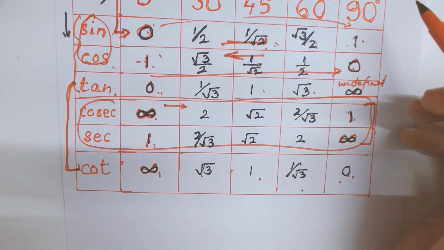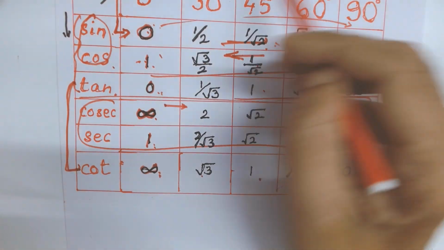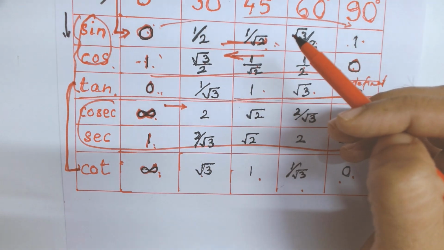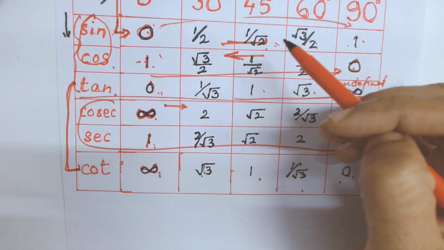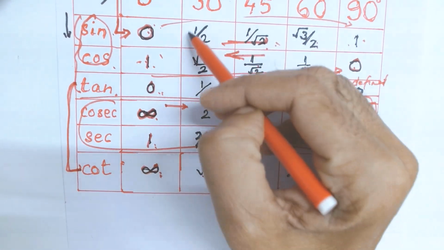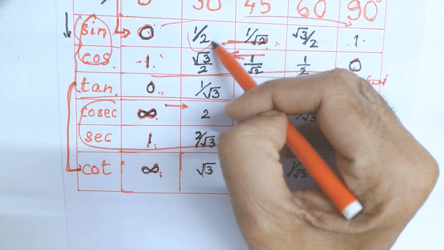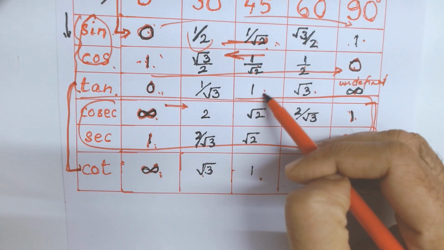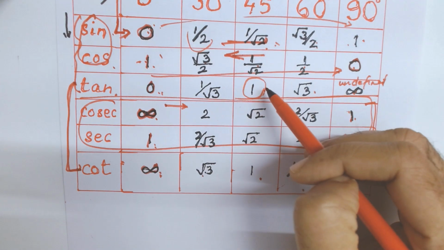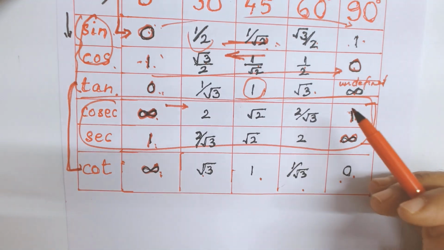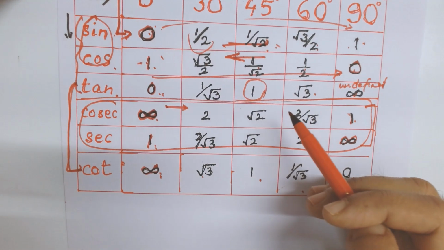Now in the coming sessions you will encounter problems based on these values. For example, they might give you a problem wherein sine 30 degrees is mentioned. So you need to know, okay, sine 30 degrees means it's 1 by 2. Or maybe tan 45 degrees is mentioned. So you need to know this value, that it's 1. So using these values, we will be solving problems in the next sessions.